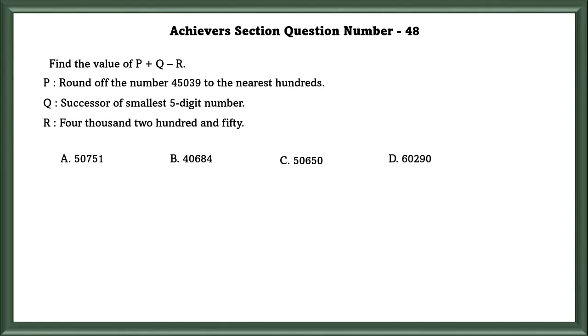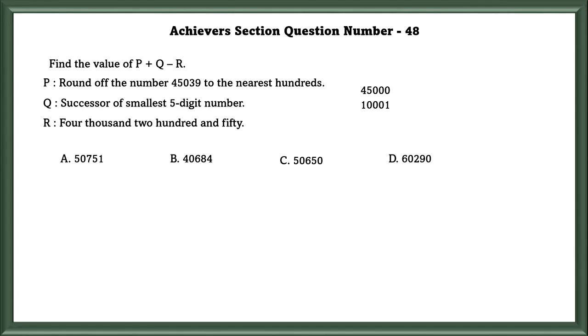Achiever Section question number 48. Find the value of P plus Q minus R. P is equal to round off the number to the nearest hundreds. If we round off this number, we'll get 45,000. Q, successor of the smallest 5-digit number. Smallest 5-digit number is equal to 10,000. And the successor is equal to 10,001.